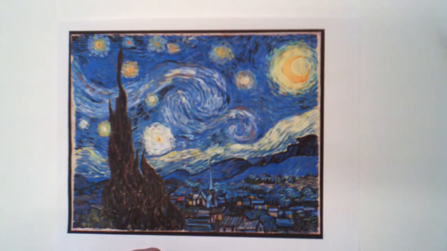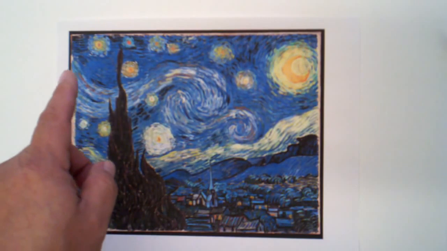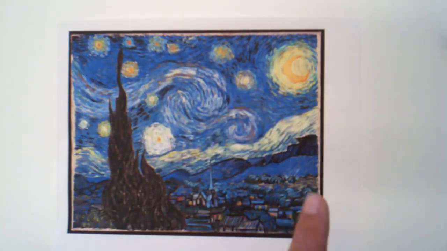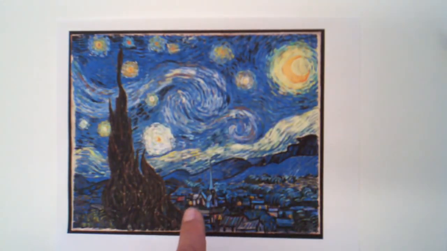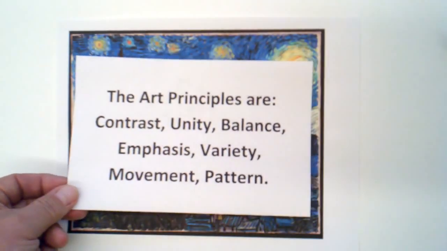And then pattern. Well, is there a pattern in this picture? Sure, it's an unpredictable pattern of stars throughout the sky, or an unpredictable pattern of lights and windows in the town. There is a pattern of all-over brushstrokes within this artwork, so you can say that that creates a pattern as well. So all of the art principles are present in this very famous painting.